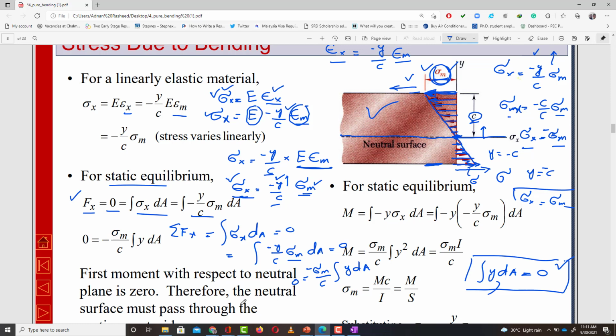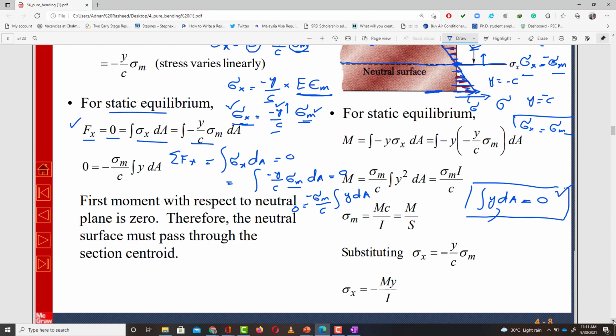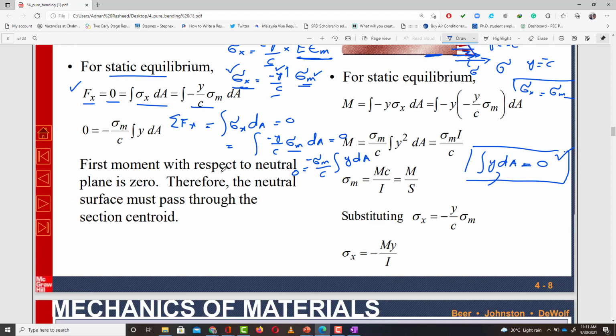Clear? So here it is also given that the first moment with respect to the neutral plane or neutral axis must be equal to 0. Therefore, the neutral plane must pass through the section centroid. That neutral section must pass through the centroid. If it is not passing through the centroid, then the first moment of inertia will not be 0.